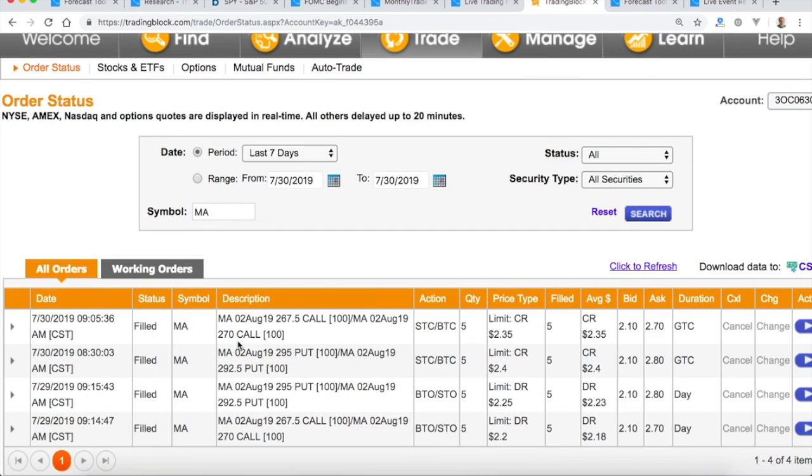This is an example of Mastercard that I traded yesterday as a result of earnings. I was able to do an inverse condor, bought at 218 and 223 puts and call spread, and was able to close today at 240 and 235. So about a 15% gain overnight.